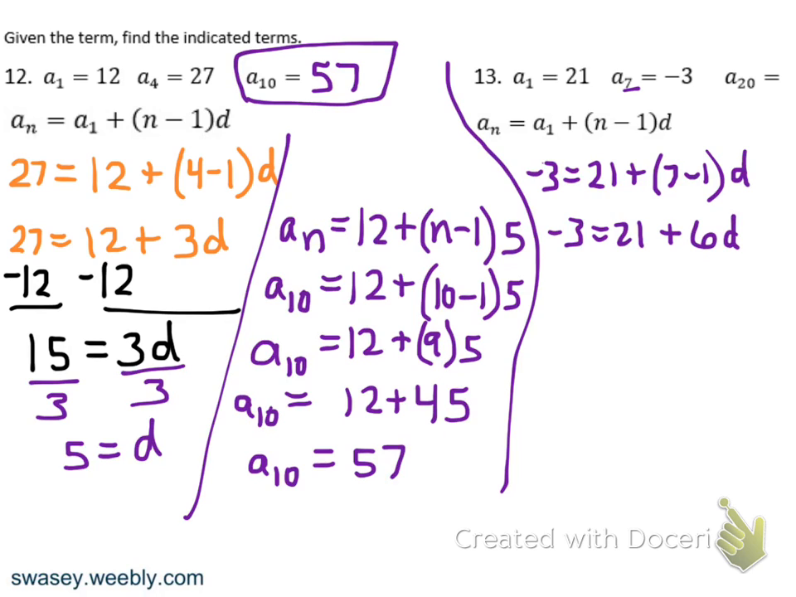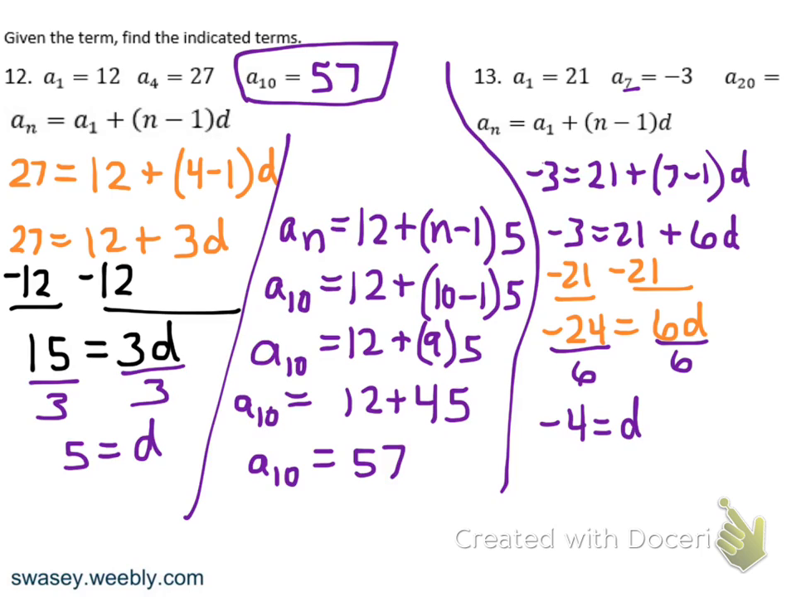Two-step equation here to solve for d. Subtract 21 from each side. We get negative 24 equals 6d. Divide both sides by 6. So we have negative 4 equal to d. So we have our common difference here. Now we want to find the 20th term.